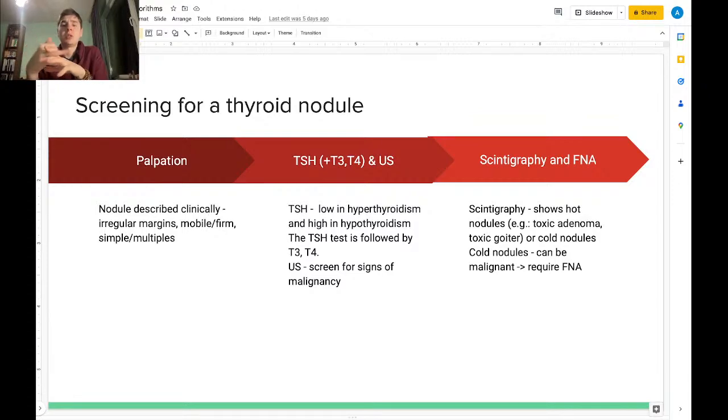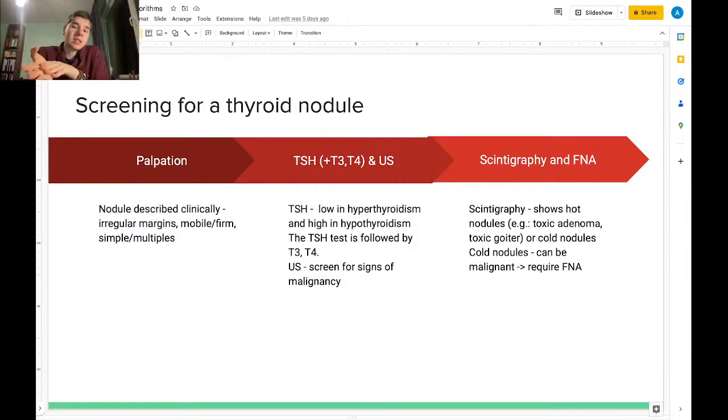Then, as we discussed, we see on the labs the TSH, which is low in hyperthyroidism and high in hypothyroidism. The TSH is followed then by T3 and T4, and the ultrasound is especially useful to screen for signs of malignancy, such as intranodular calcifications or irregular margins.